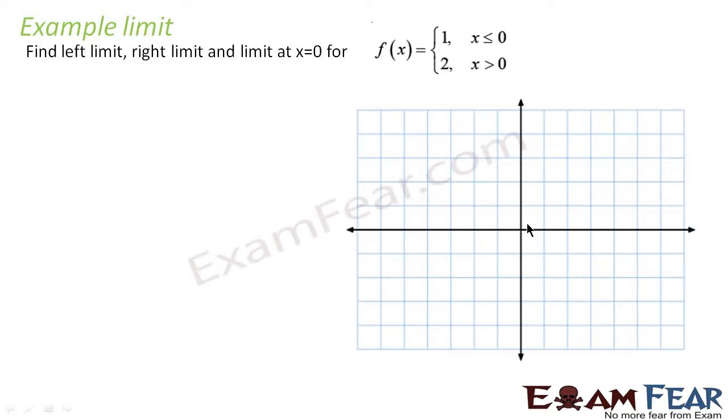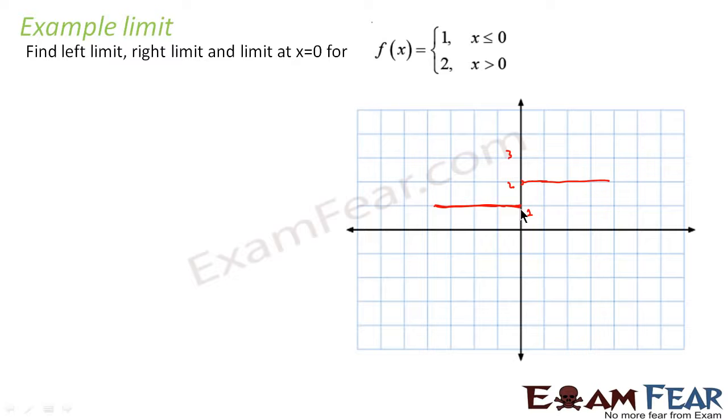So the function value is 1 for any number less than or equal to 1. Please note 0 is included here. And for any number greater than 0, that is this part here, 0 is not included. For any number greater than 0, that is 0.001 or any number, this value is 2. This is 1, this is 2, this is 3.